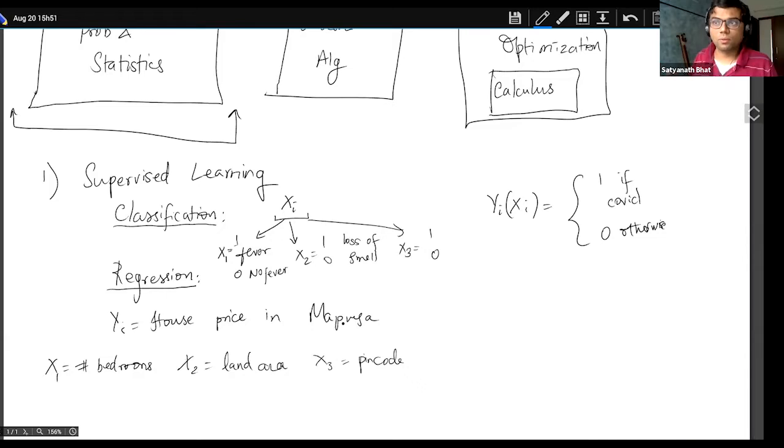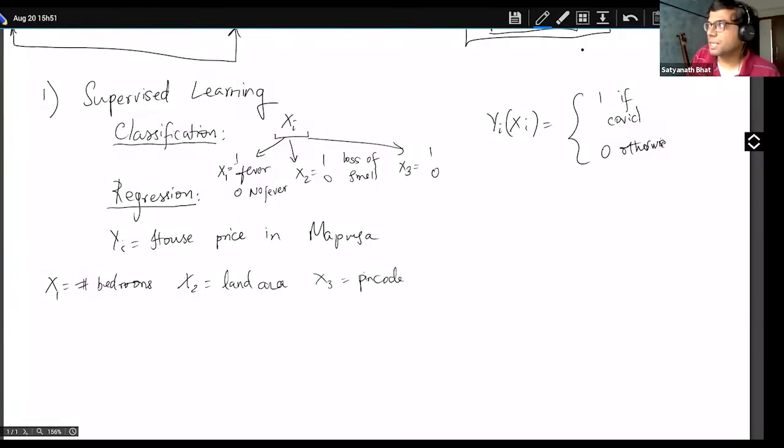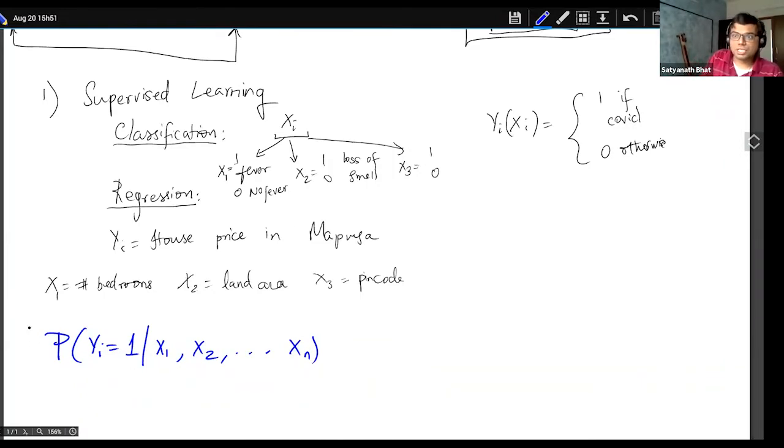So these are very standard classification and regression problems. If you haven't seen what they were, now you know. And how does probability come in here? Actually, the foundation of classification and regression was already there in probability. The classification in particular is saying: what is the probability that yi is 1, which means the person has COVID, given that he has these features x1, x2, all the way till xn? That is what a classification task is. So classification is essentially conditional probability.